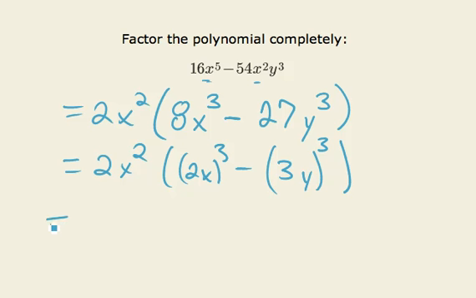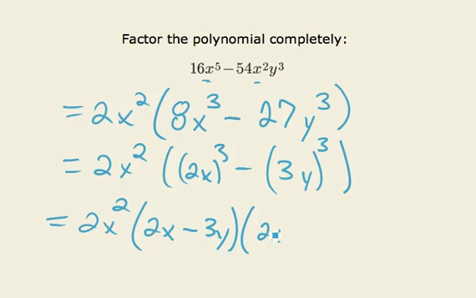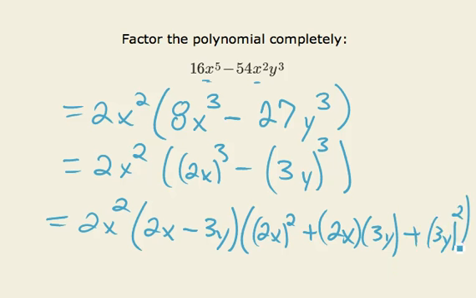So I can plug this into my formula. So I know that this part factors as the first, 2x, minus the last, 3y, times the first thing squared, so (2x) squared, plus the first thing, 2x, times the last thing, 3y, plus the last thing squared, (3y) squared. So that's how it factors.